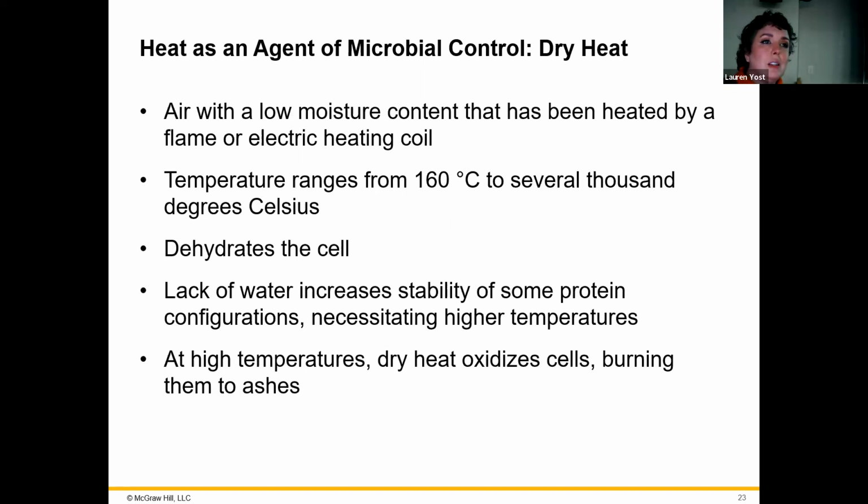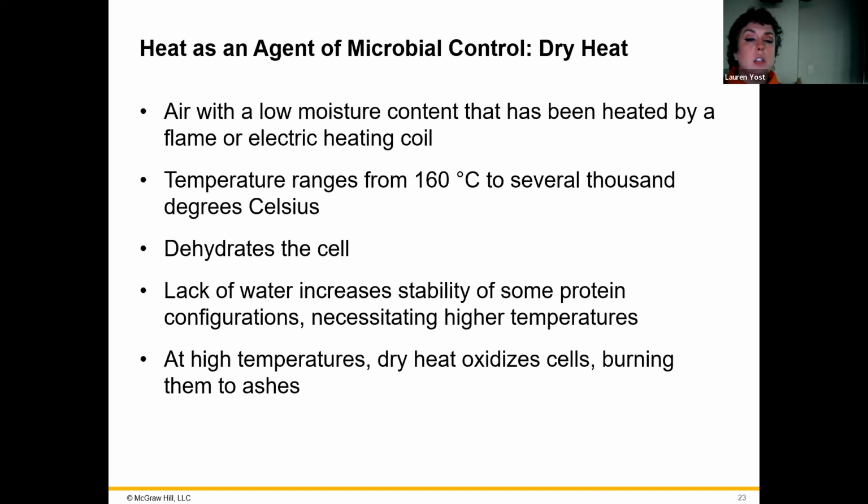When we use dry heat, with low moisture content, the moisture was helping with destabilizing the proteins. So if you take the moisture away, you're going to need higher heat. So if for moist heat we needed 60 to 135, for dry heat you're going to need 160 and up pretty much. And definitely up if you're trying to sterilize.